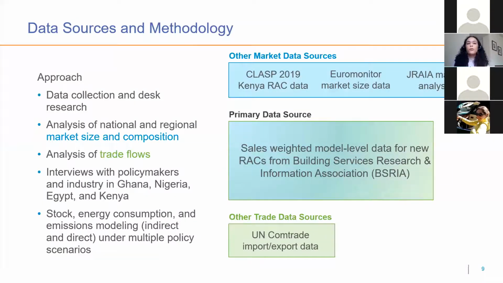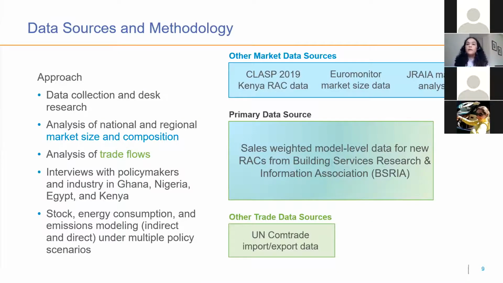So I'd like to briefly take all of you through our approach and some of the data sources that we used so that you can understand where our research is coming from. The approach we had in this study was that we started with data collection and desk research, and our aim was to analyze the market size and composition of these AC markets in the 10 countries, as well as to analyze trade flows, both from an intra-regional perspective, as well as looking at trade flows from outside of Africa into Africa. We also conducted interviews with policymakers and industry in 4 of the countries in the study: Ghana, Nigeria, Egypt, and Kenya. These interviews served as a way to both check some of the data we'd collected and our desk research, as well as to provide anecdotal insights that could help us understand the situation in a lot of these markets.